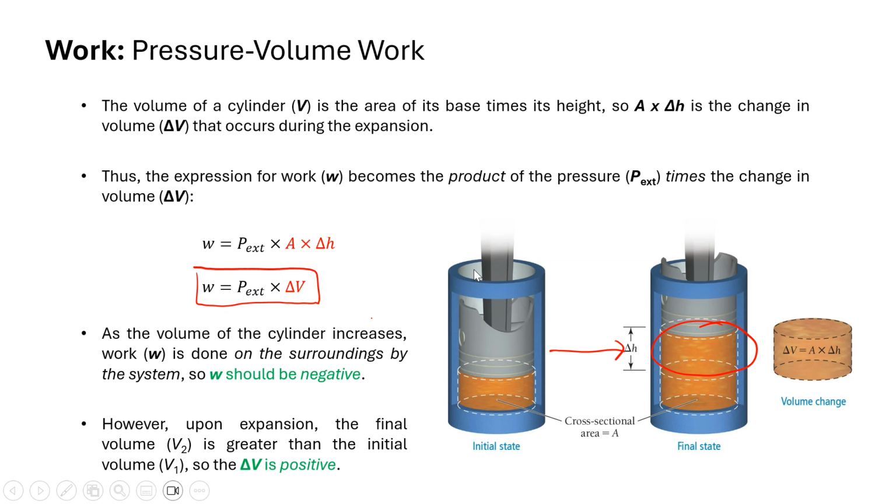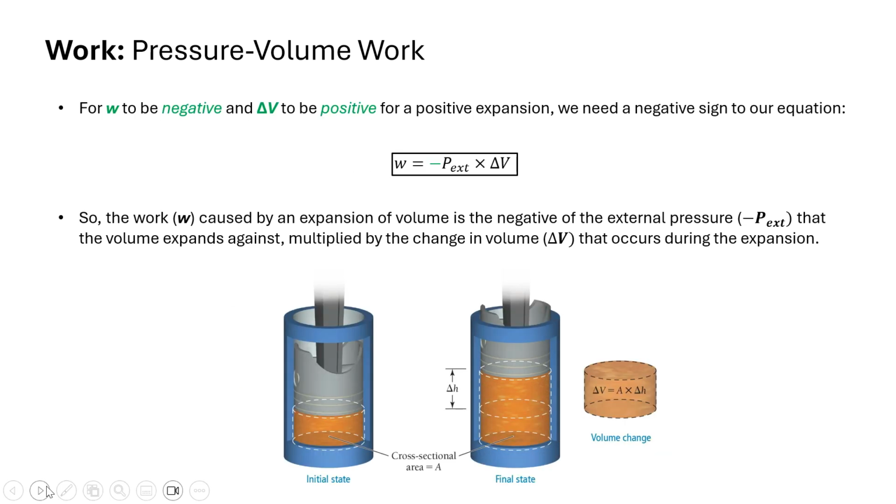But wait a minute, we don't have a negative term here. Where's the negative? There's no negative here. But we know W should be negative for positive expansion, right? So if you're expanding a cylinder, how can we get this term to be negative? So we need to add a negative term. For W to be negative and delta V to be positive for this expansion, we're going to put the negative sign right over here.